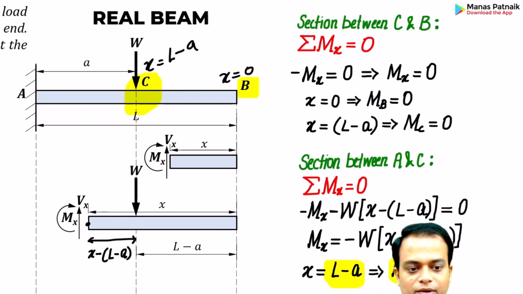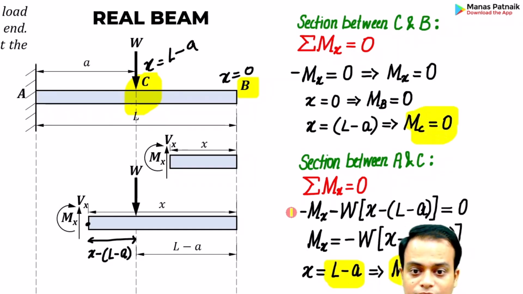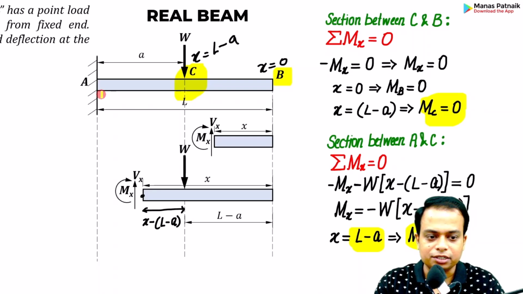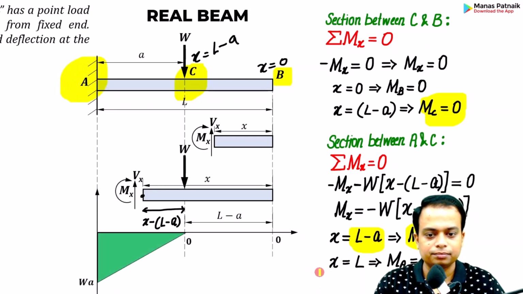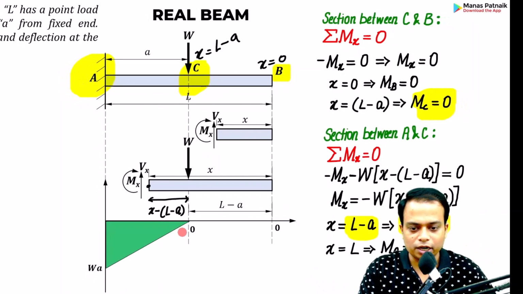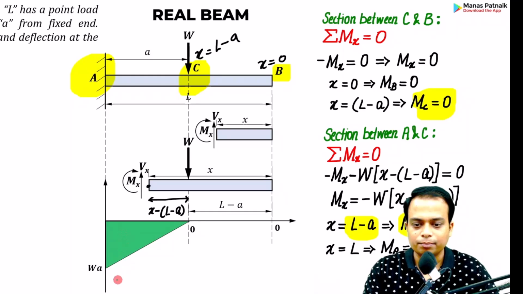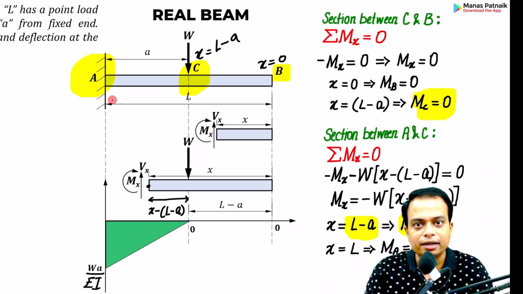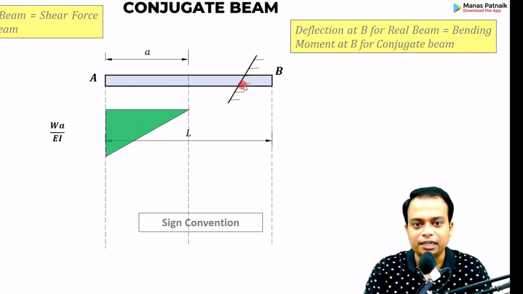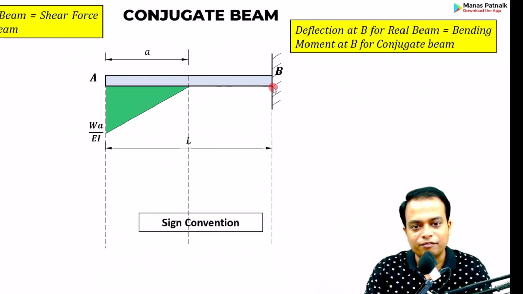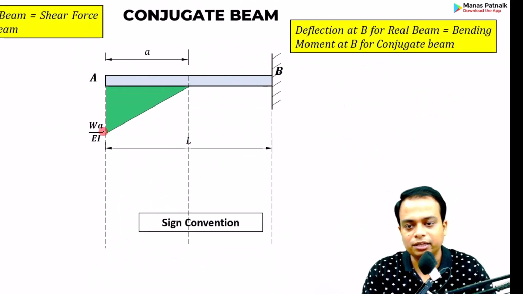Okay, it is now confirmed from both of these results. And when you put x equal to L, this is what you get. Bending moment at A. Right? That is your bending moment diagram. So far, so good. Now we are going to put this bending moment diagram, divide it by EI, and put it on this beam. But this fixed end will be converted into a free end, and the free end will be converted into a fixed one. That is the only thing you have to do.